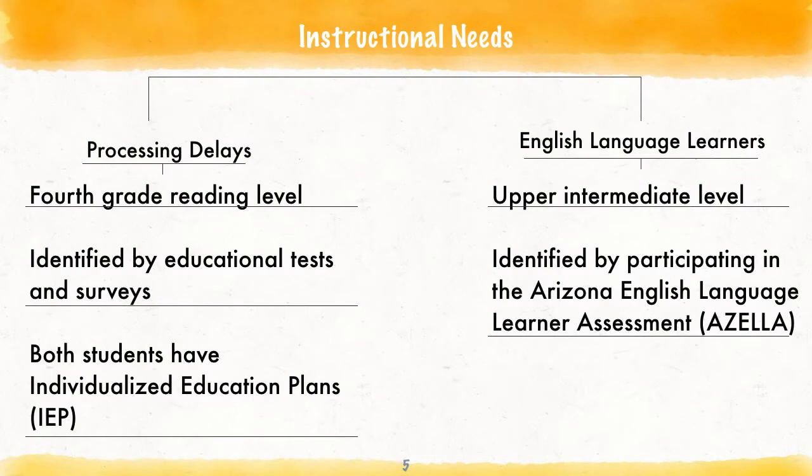There are 2 major instructional needs that will be addressed in this online course. 2 students are at a reading level 2 levels below grade level, and another is labeled an upper intermediate English language learner. The 2 students who have processing delays were identified by their individualized education plan. These students have taken various tests and surveys with the school psychologist and currently work with a special education teacher for their individual needs. The ELL student has been identified by participating in the Arizona English Language Learner Assessment. This assessment is given to students once a year by trained staff members to identify their strengths and weaknesses in the English language.